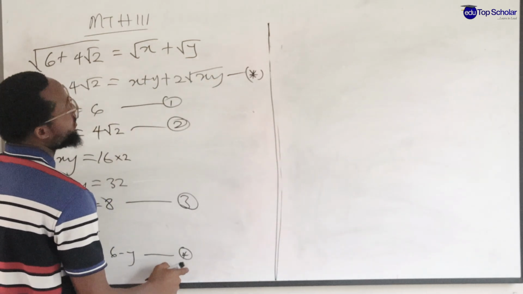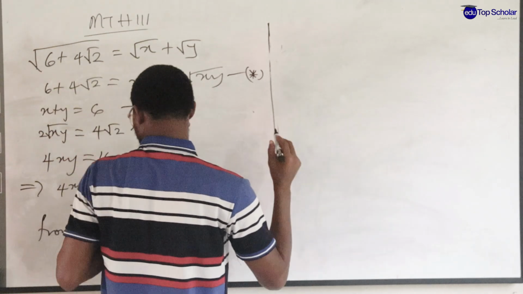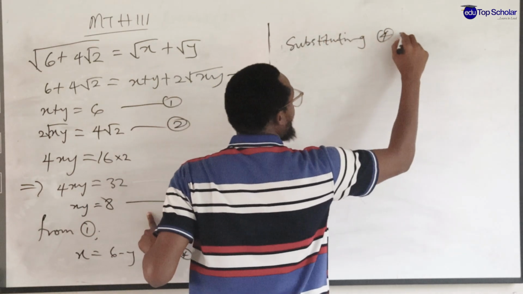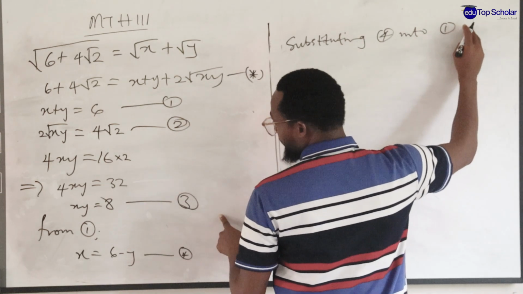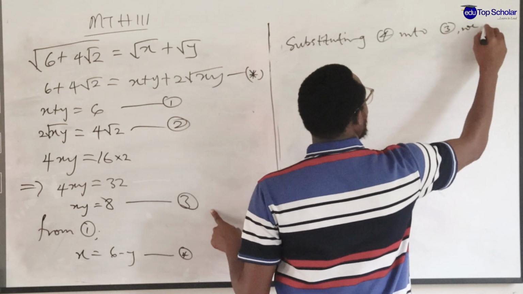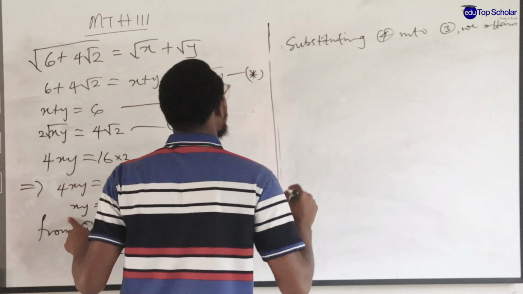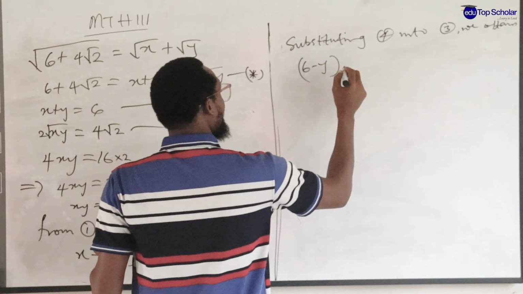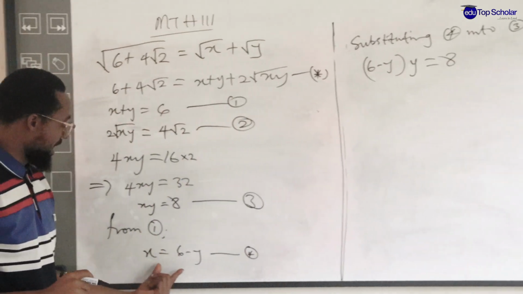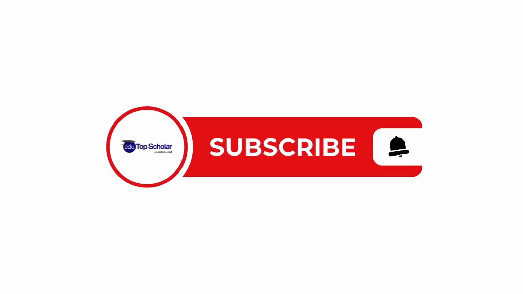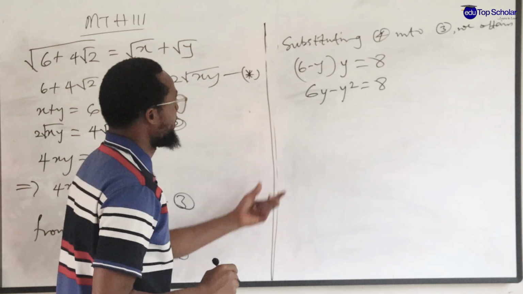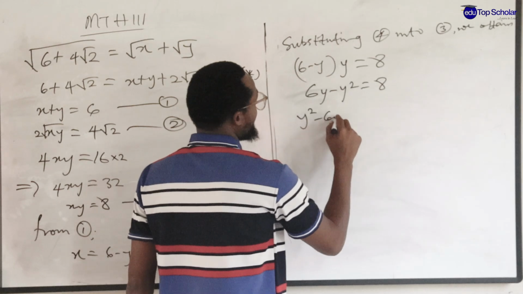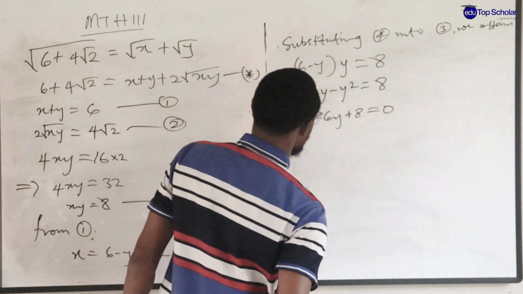Substituting equation 4 into equation 3, we obtain: instead of x, we have 6 minus y, multiplied by y, equals 8. This becomes 6y minus y squared equals 8. This looks quadratic already. We rearrange this by taking it to the other side: y squared minus 6y plus 8 equals 0.